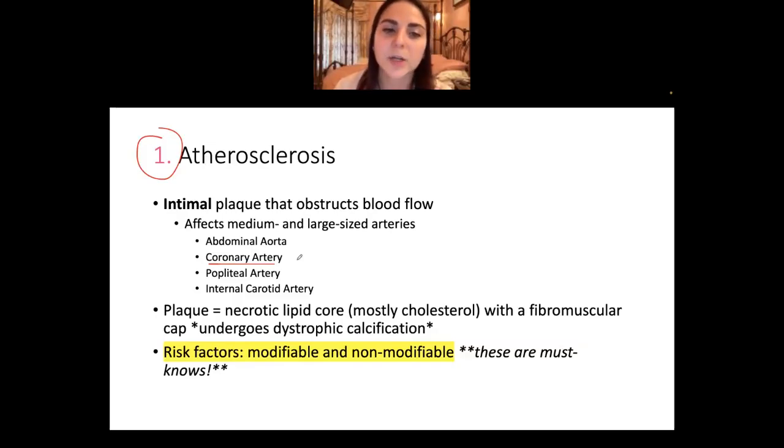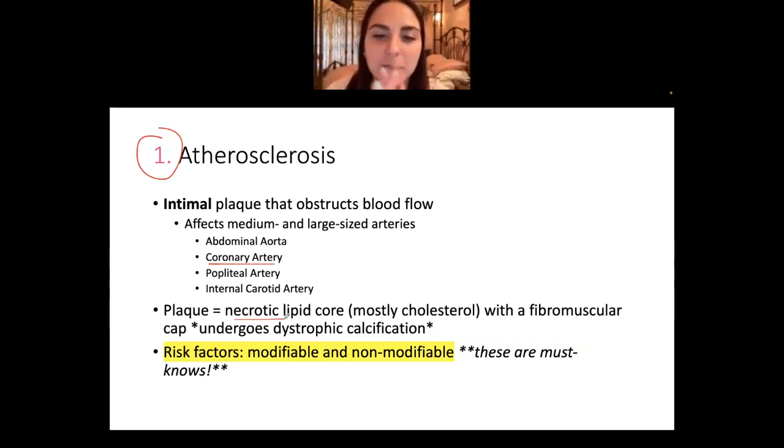And then these plaques undergo what's known as dystrophic calcification. This is just one of those other types of calcifications that can occur. I think Dr. Siddhar talks about it in chapter 1 as well. But dystrophic calcification is just when calcium binds to things that are dead. So calcium is now binding to this dead lipid core in the middle, and you're just getting calcification on top of it. It's just not good. Not good to have plaques.